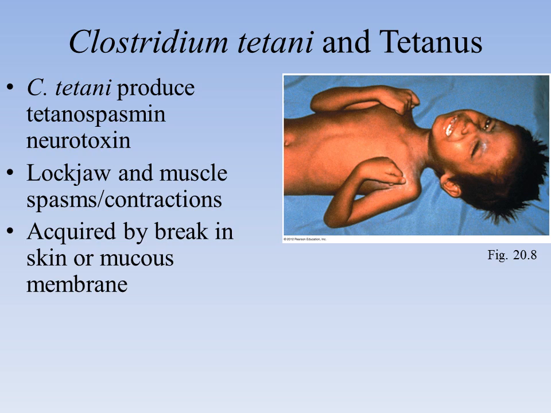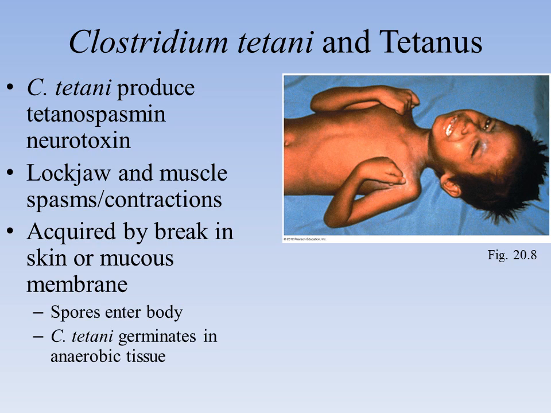And so how you get tetanus is having some sort of a break in the skin or mucous membrane that allows the organism, Clostridium tetani, to get into the body, and then start to grow and produce the tetanus toxin. Usually it's not the cells themselves that get in the body. Usually it's the spores of Clostridium that enter the body, start to germinate into the full organism that then releases the tetanospasmin toxin. And so the C. tetani will germinate in any form of anaerobic tissue.